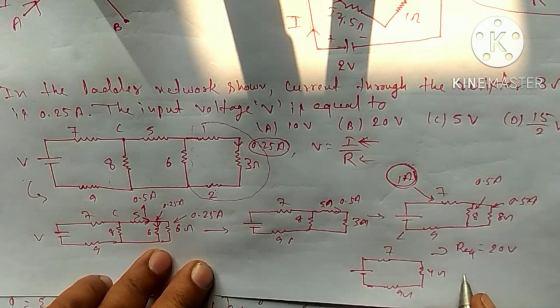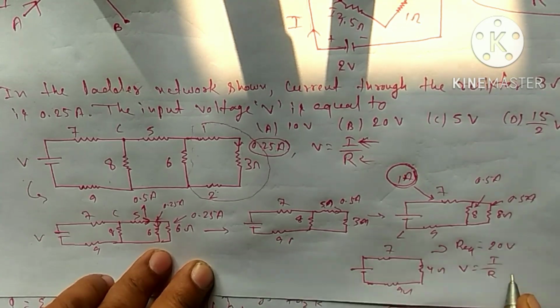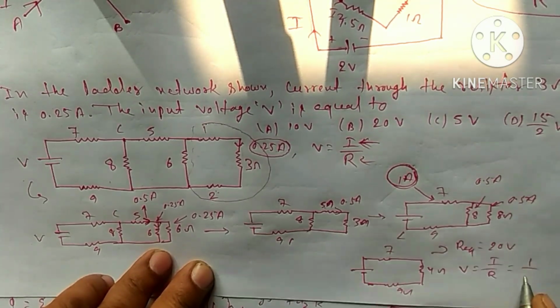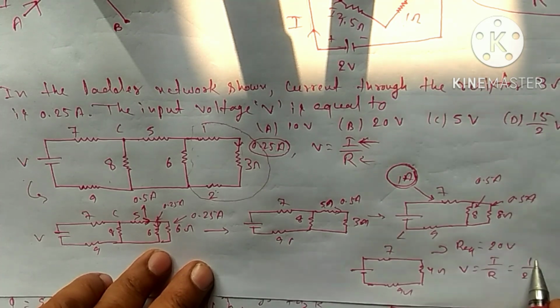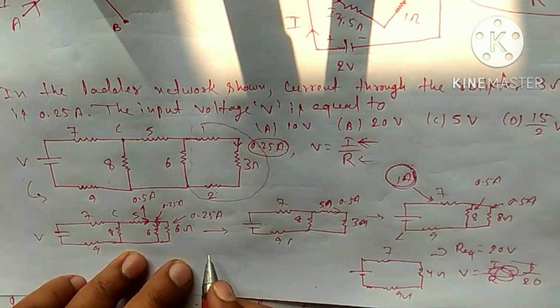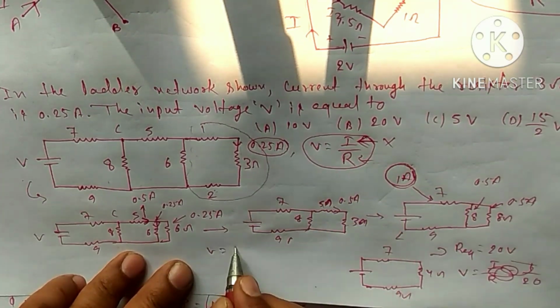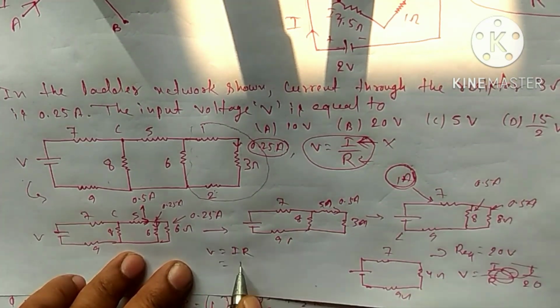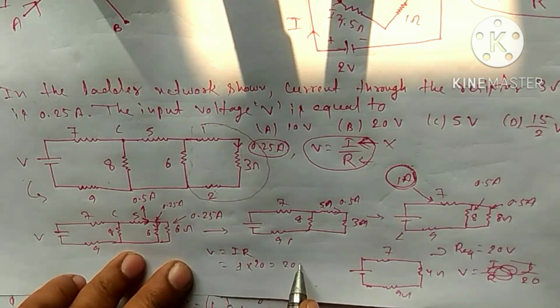Okay, so we can find V. What is V? V is equal to IR. Sorry, I wrote it the wrong way. So V is equal to IR. Okay, so I means 1, multiply R means 20. So here we get 20 volt.